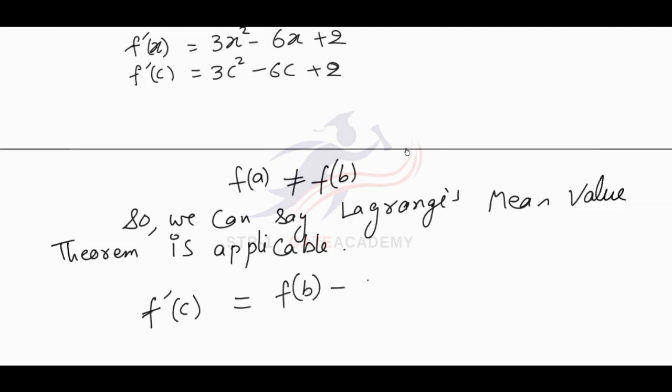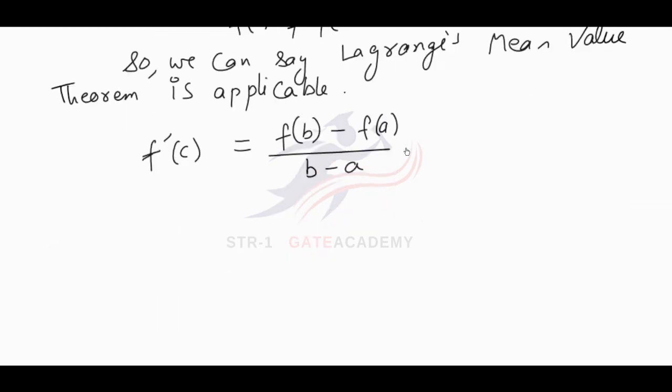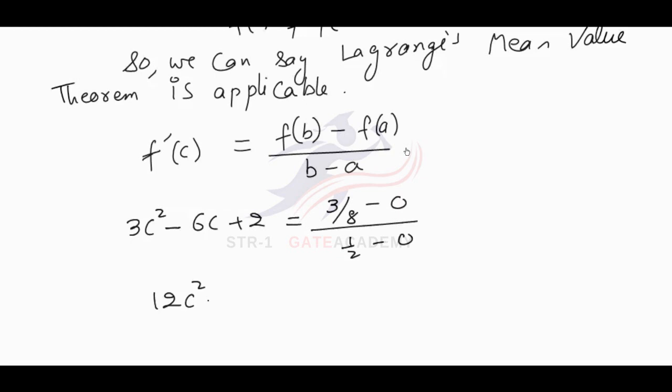F dash of c is nothing but f of b minus f of a upon b minus a. Right? So f dash of c is 3c square minus 6c plus 2. What was f of b? It was 3 by 8, isn't it? Yes. Minus 0 upon 1 by 2 minus 0. Now this will form a quadratic. What will the quadratic look like? You cross multiply and solve it, you'll get 12c square minus 24c plus 5 is equal to 0.